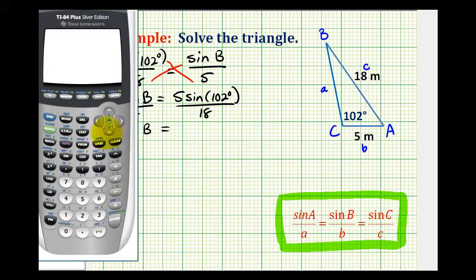Let's make sure that we're in degree mode. Notice in the third row we are in degree mode. So our numerator is 5 sine 102 degrees divided by 18. So sine B is approximately 0.2717.